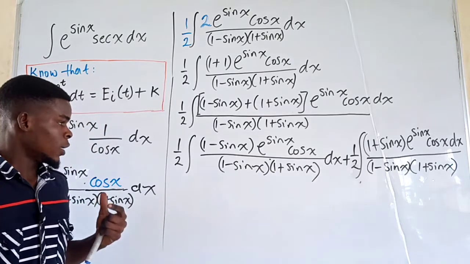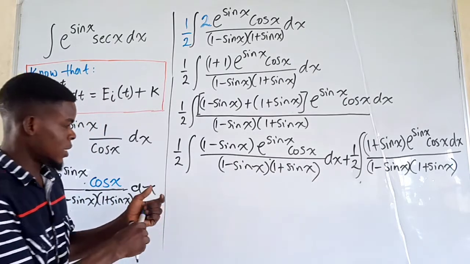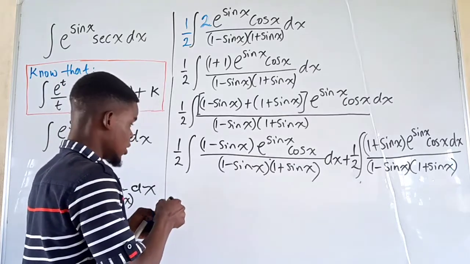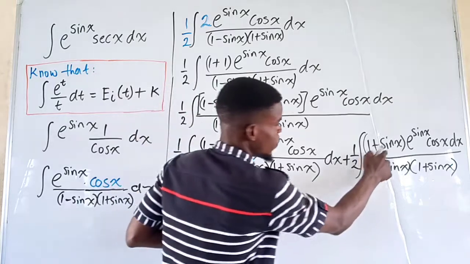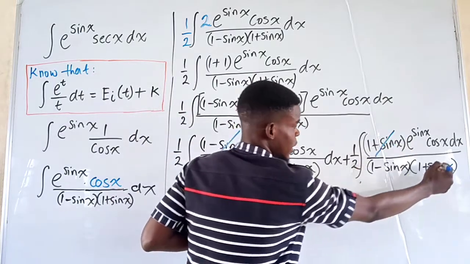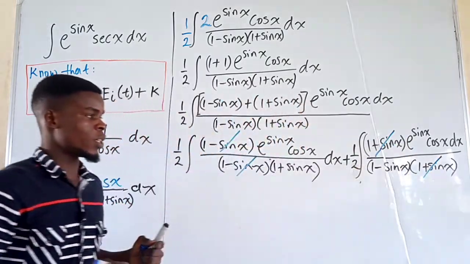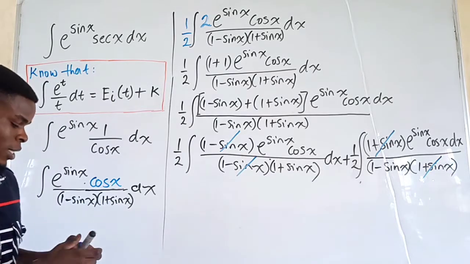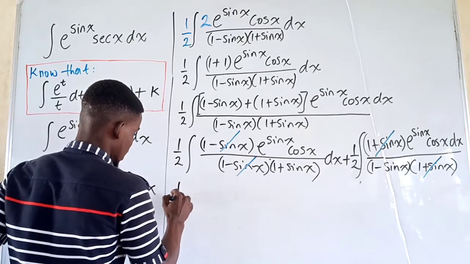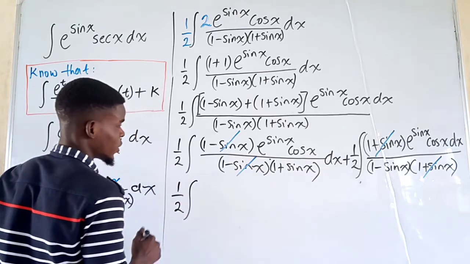Okay, great. Now here, we see that this and this will just cancel out nicely. This will cancel out with this one. And again, this plus sine x, and then the 1 plus sine x will just cancel out. And our work is going to become a little bit simpler. Though we did a lot of work before coming here.